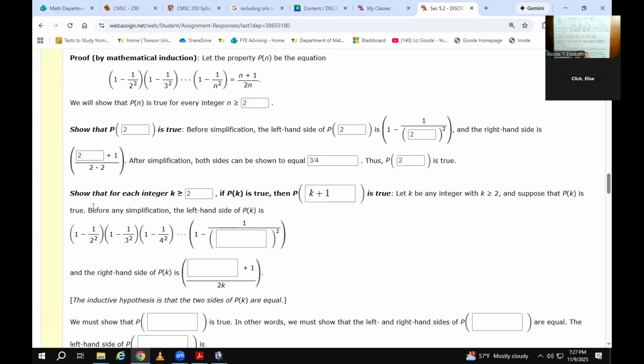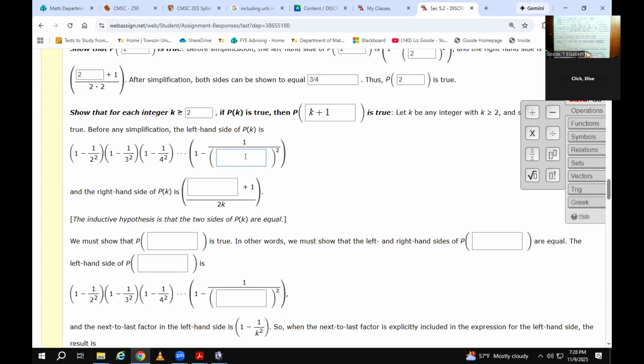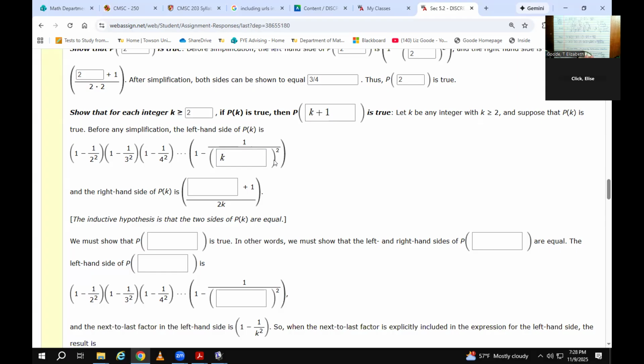So now they want, before any simplification, we need to be able to write the left-hand side of P of K. And the answer for that one would be k squared. They even square it for us.